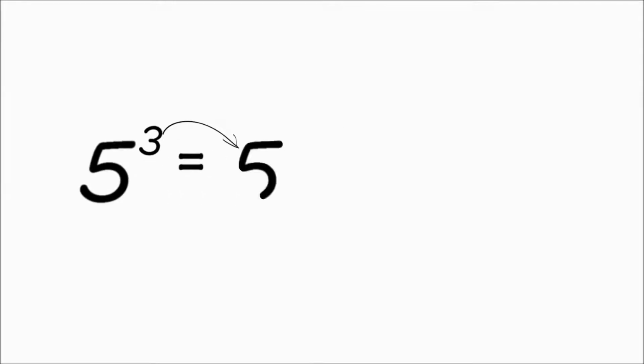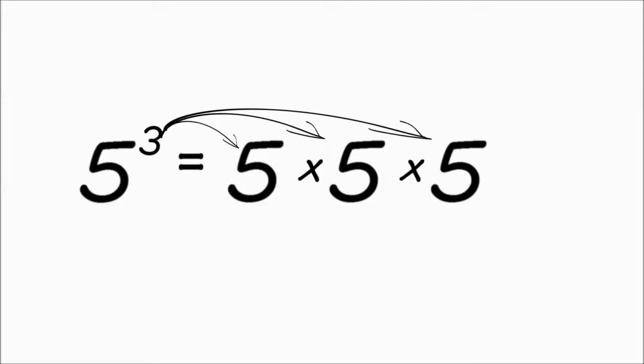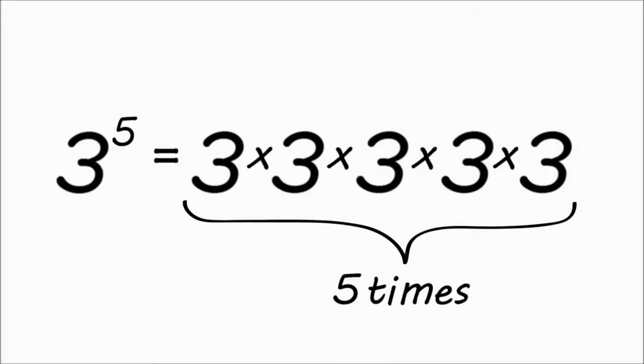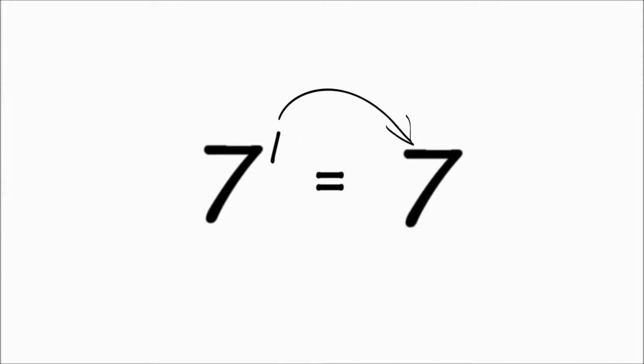We can also call it 5 cubed, and it is equal to 5 times itself 3 times. So, what is 3 to the power of 5? It is 3 times itself 5 times. How about 7 to the power of 1? Well, it is actually equal to 7 times itself 1 time.